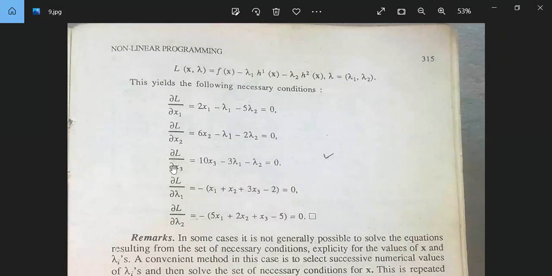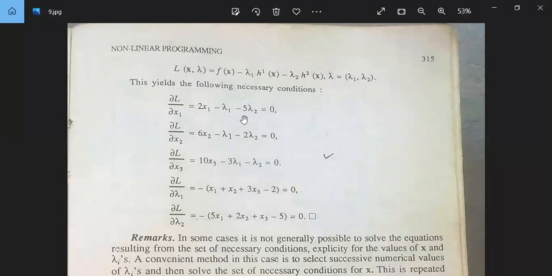del L by del x3: 10x3 minus 3 lambda1 minus lambda2 equal to 0. del L by del lambda1: minus (x1 plus x2 plus 3x3 minus 2) equal to 0. And del L by del lambda2: minus (5x1 plus 2x2 plus x3 minus 5) equal to 0. तो ये सिंपली तुम्हें पार्शियली डिफरेंशिएट करना है. This is with respect to x1, this is with respect to x2, this is with respect to x3, this is with respect to lambda1, and this last one is with respect to lambda2.